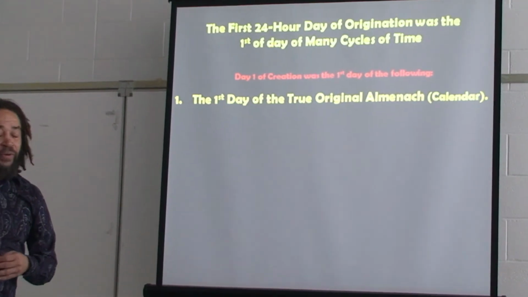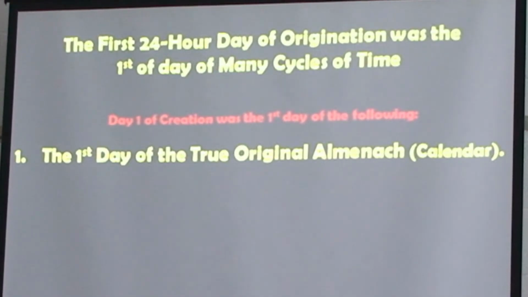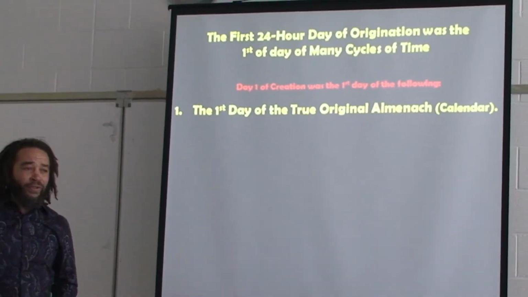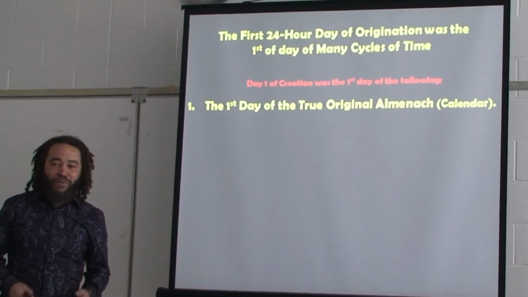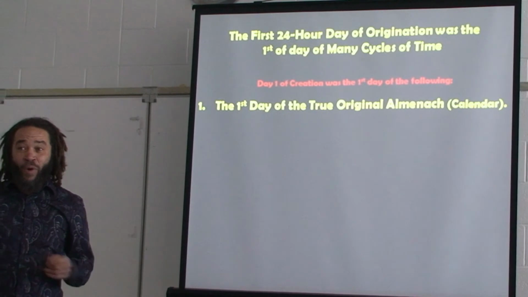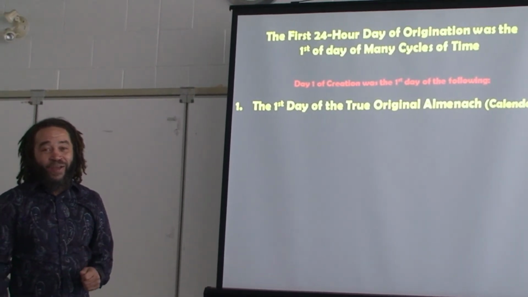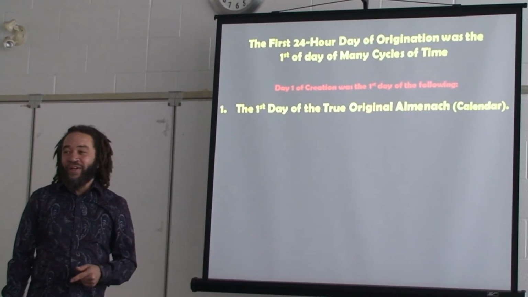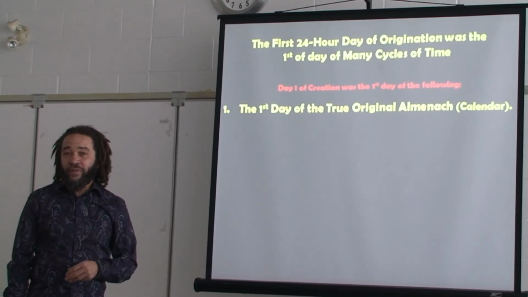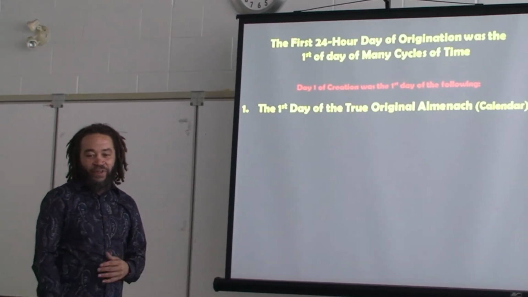Now this first 24-hour day of origination was the first day of many cycles of time. Day one of creation was the first day of the following things. The first day of creation is the first day of the original calendar. Think about it. The evening of the morning was the first day. Time is starting. The Most High is counting time. And He's counting time with no sun, no moon, no stars, and no earth. No formation of an earth.